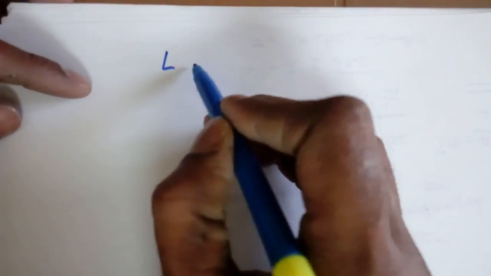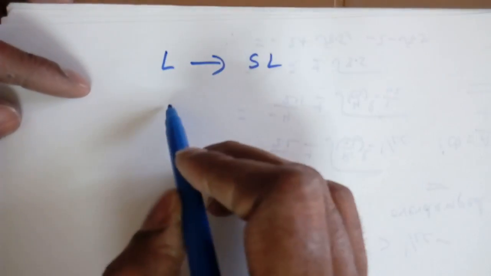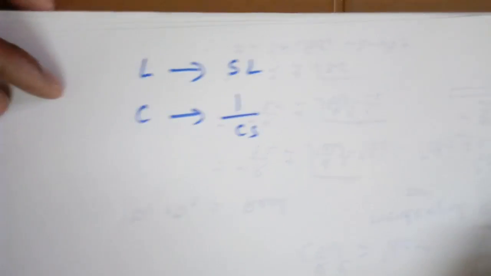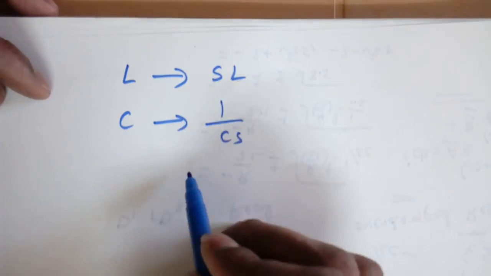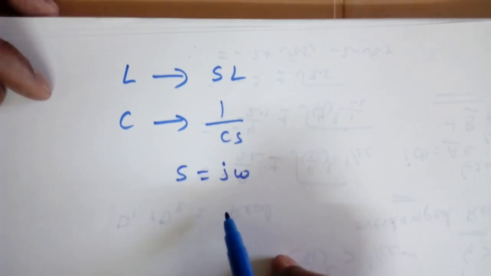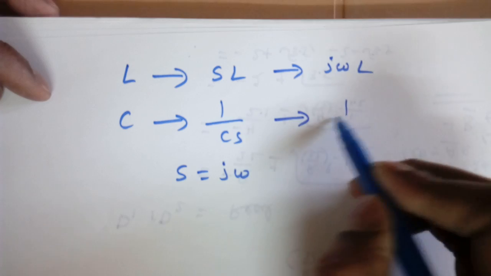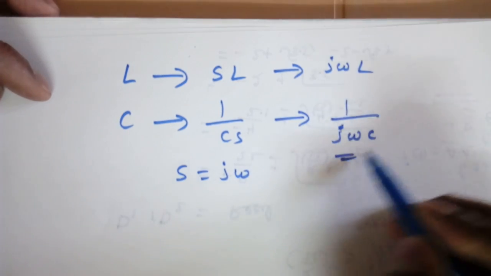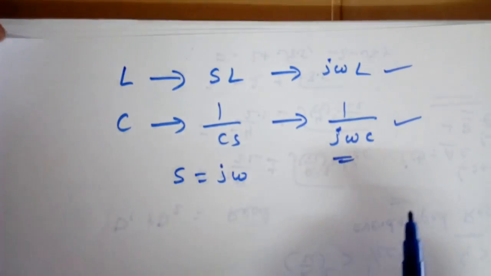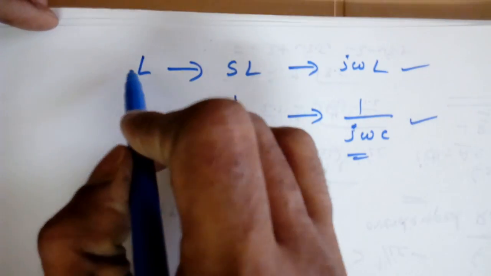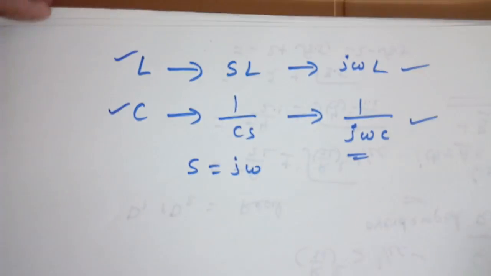Now before concluding this lecture, L can be represented simply by sL, and C can be replaced by 1 by Cs. Even in the phasor domain, this S can be replaced by j omega, so it will become j omega L, and 1 by j omega C. So this is about inductors and capacitors.